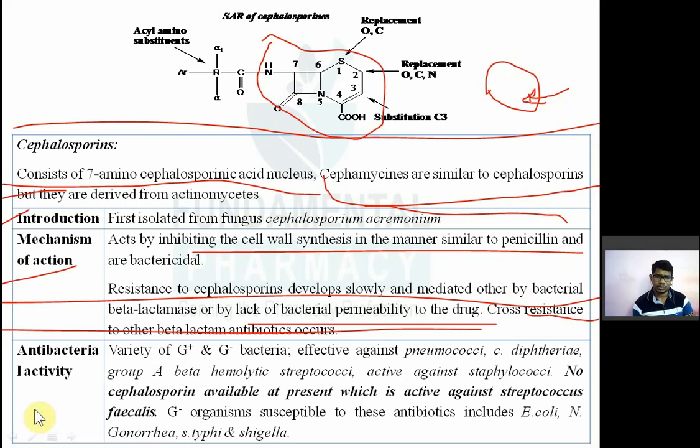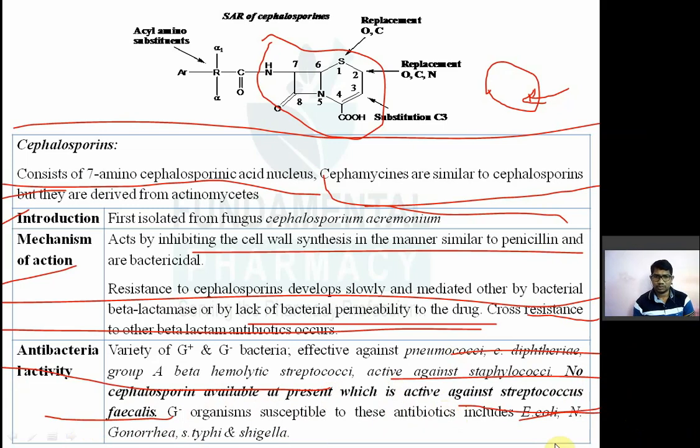Antibacterial activity: they are active against a variety of gram-positive and gram-negative bacteria. Effective against pneumococci, Corynebacterium diphtheriae, group A beta hemolytic streptococci, and active against staphylococci. No cephalosporin is available at present which is active against Streptococcus faecalis. There are no cephalosporins available today which are active against this organism, Streptococcus faecalis.